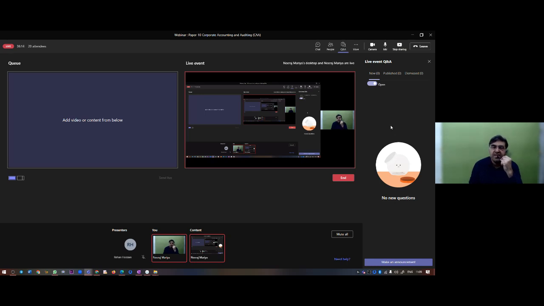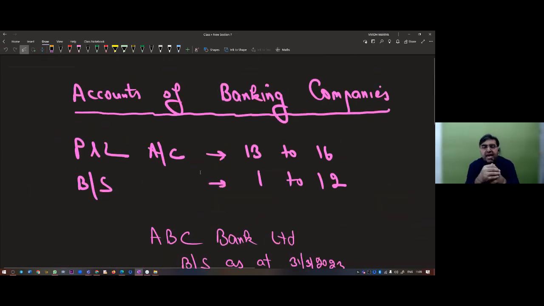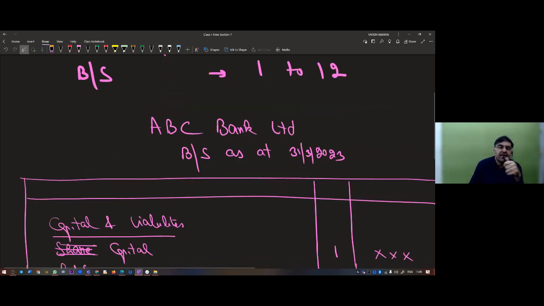You must have done banking even before this, so you must be having a good clarity of the chapter. So we have started with accounts of banking company, and in the balance sheet we are having schedule 1 to 12. In P&L account we are having schedule 13 to 16. Then we started with the example. The name of the bank, let's take it ABC Bank Limited. In real life, you have to make the balance sheet for the current year as well as previous year figures. For comparison, we are making the balance sheet only for the current year.